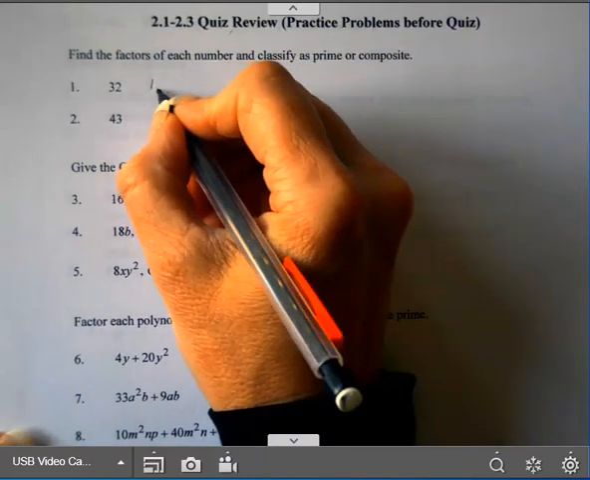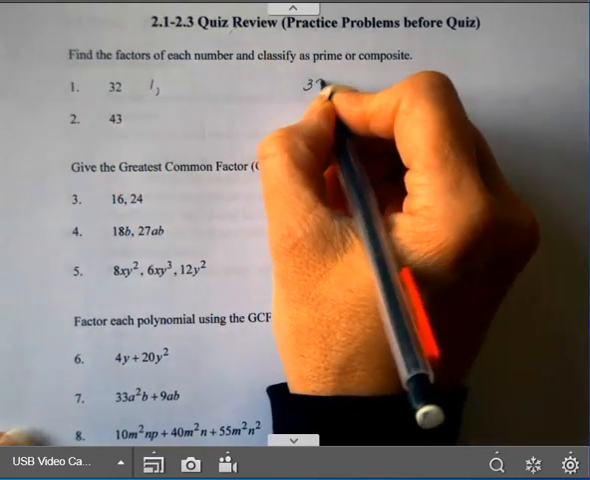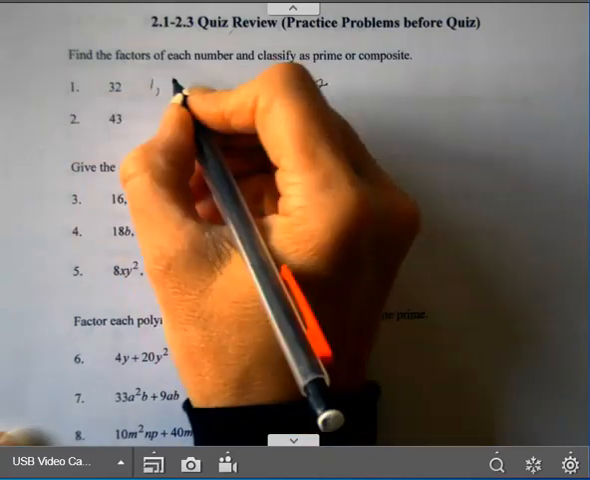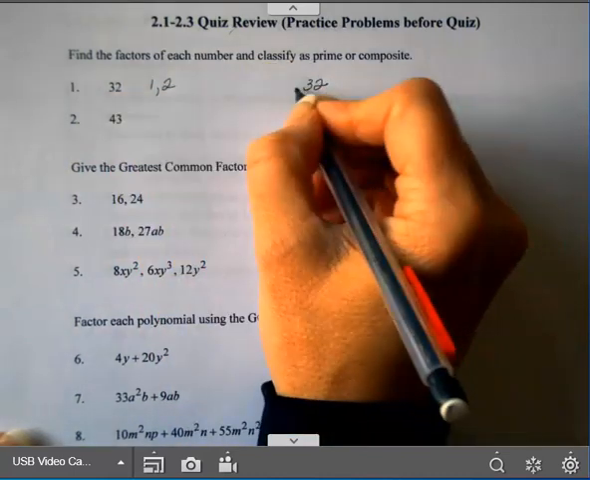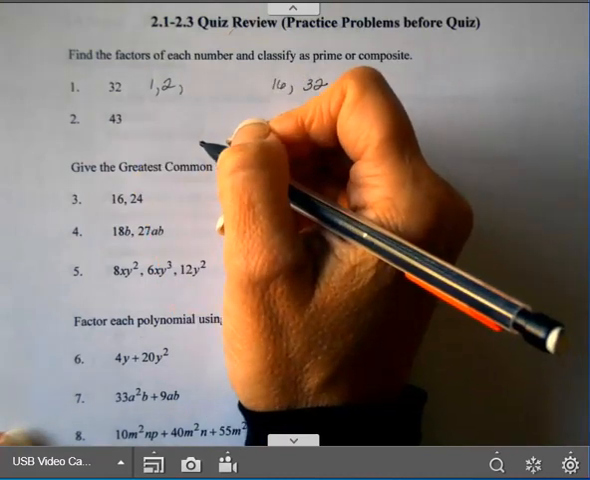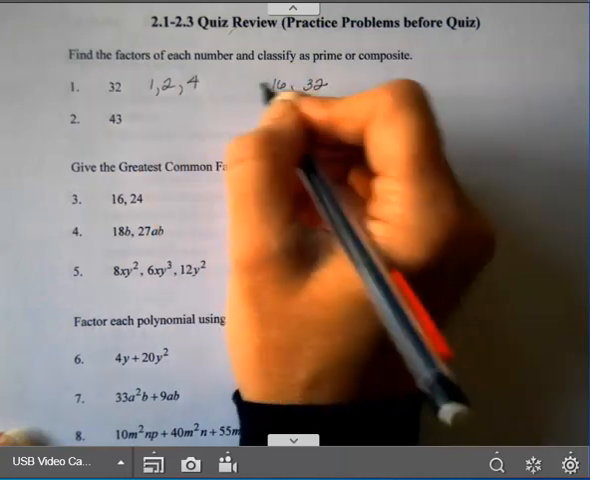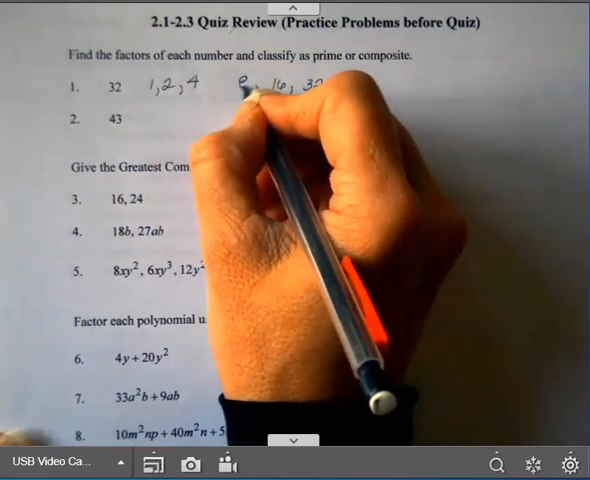Okay, so factors of 32. We have 1 and 32. 2 goes into 32 as well, so we have 2 and 16. 3 does not go into 32. 4 does, so that's 4 and 8.